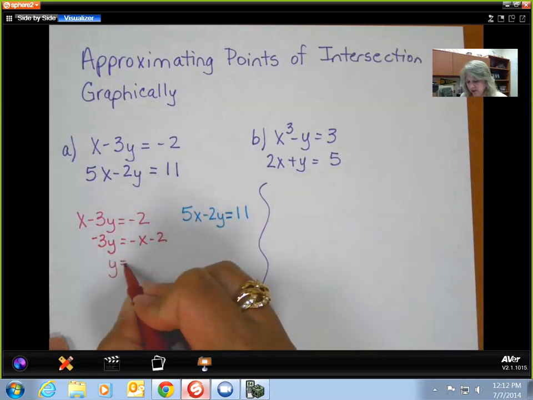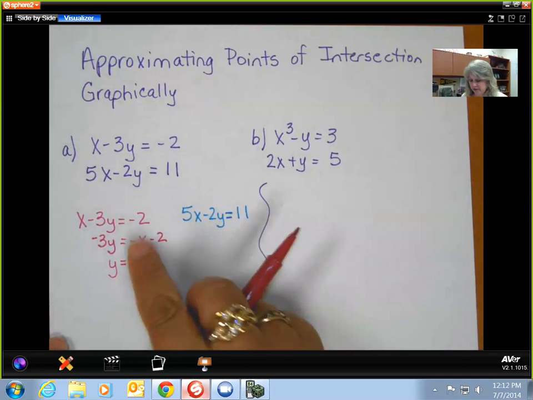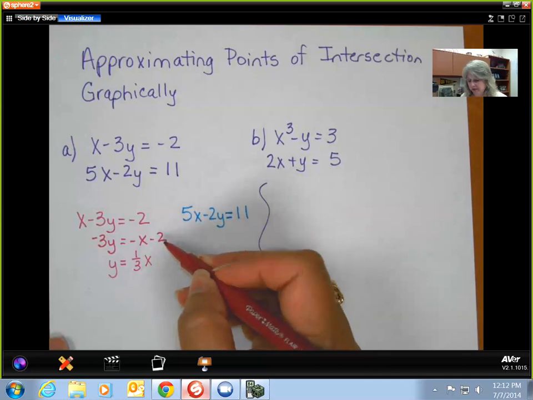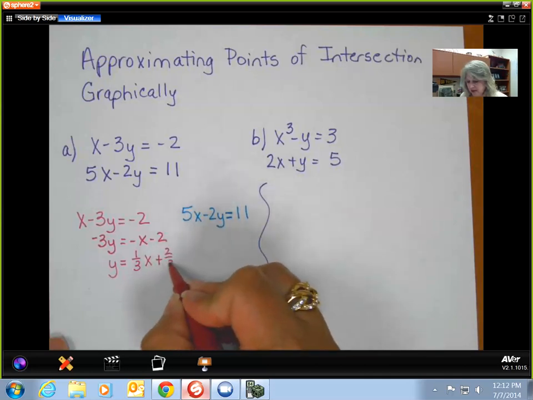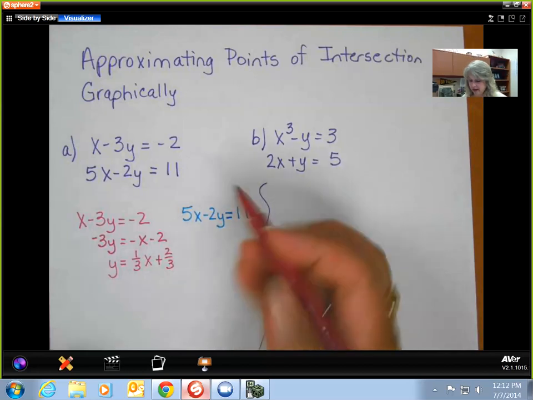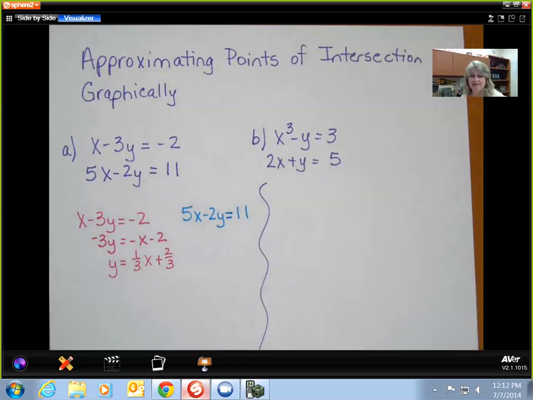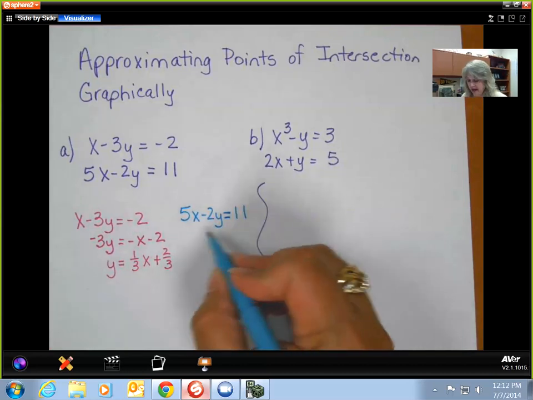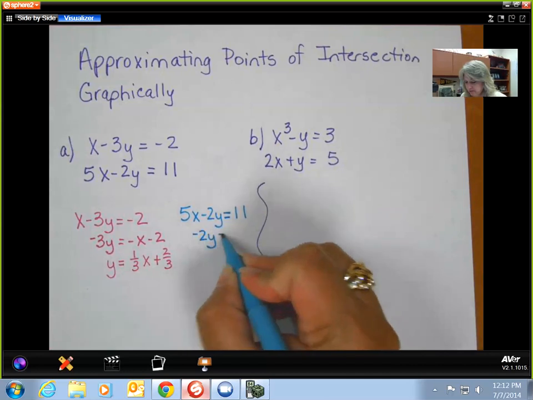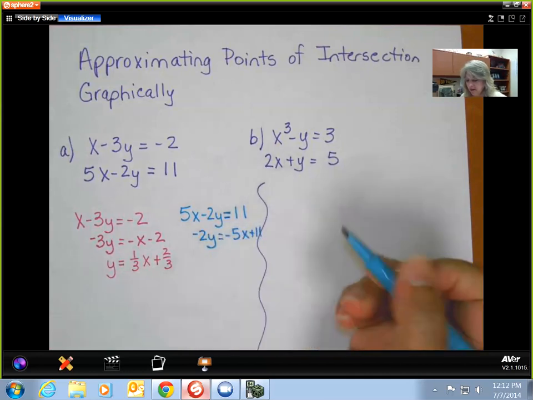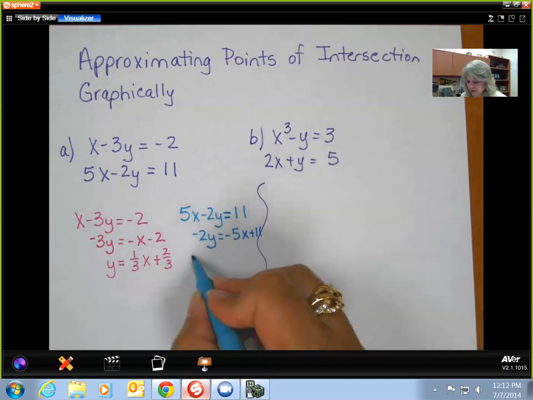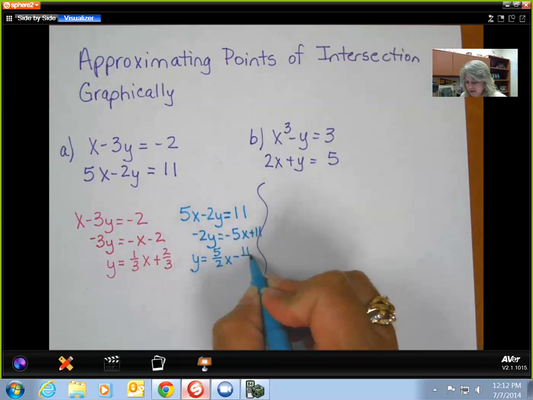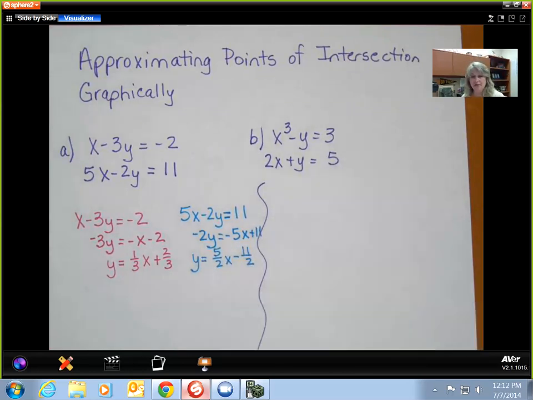So we get y equals, if you take -1 divided by -3, you get a positive 1/3. So 1/3 x. -2 divided by -3 is a positive 2/3. So this is the first equation we're going to type into our calculator. On the second one, we have 5x minus 2y equals 11. Again, we have to get y by itself. So we're going to subtract 5x. And then we're going to divide everything by -2. So we get y equals positive 5/2 x minus 11/2. So these are our two equations that we're going to type into our calculator.